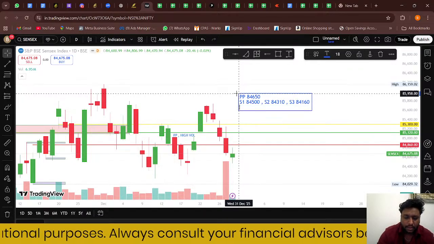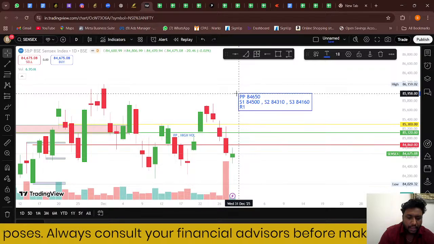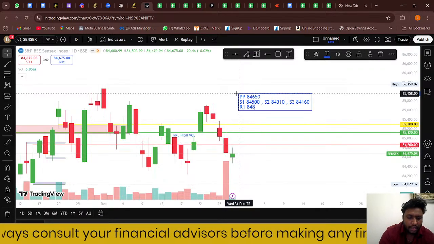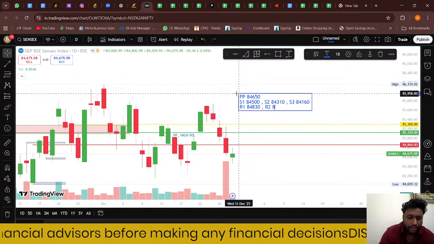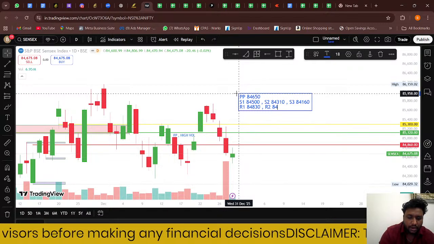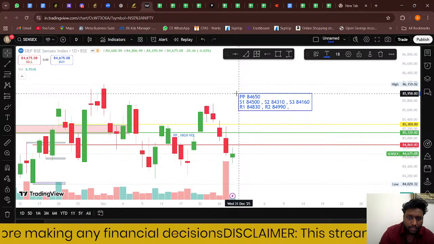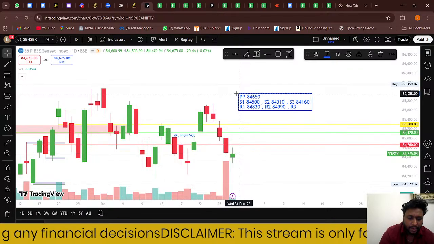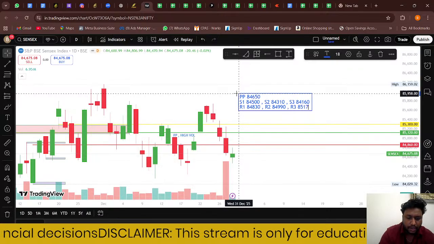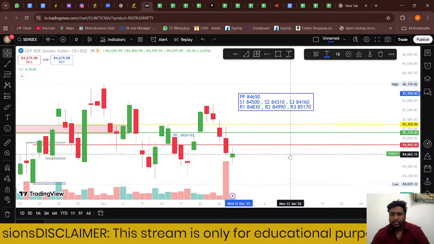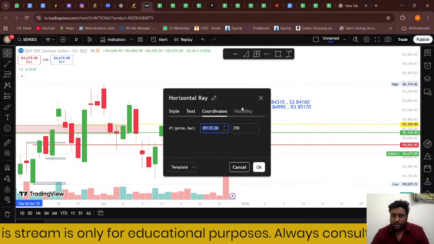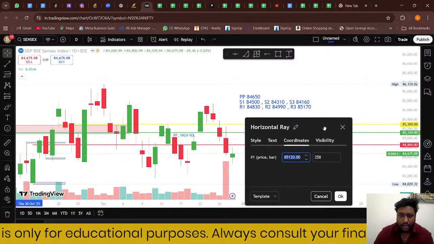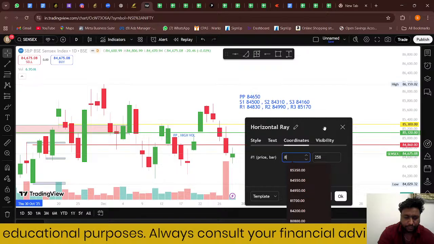84,160. And with respect to resistance 1, 84,830. Resistance 2 at 84,990. And resistance 3 at 85,170. So these are the levels with respect to Sensex, and we will quickly mark the levels over here as well. Pivot at 84,650.